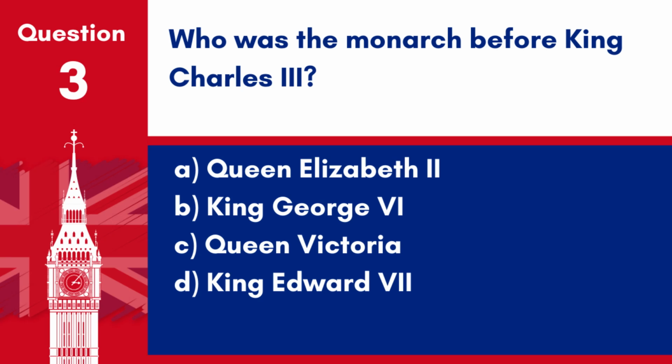Question 3. Who was the monarch before King Charles III? A. Queen Elizabeth II. B. King George VI. C. Queen Victoria. D. King Edward VII. Answer. A. Queen Elizabeth II. Queen Elizabeth II was the monarch before King Charles III and was the longest reigning monarch in British history until her death in 2022.